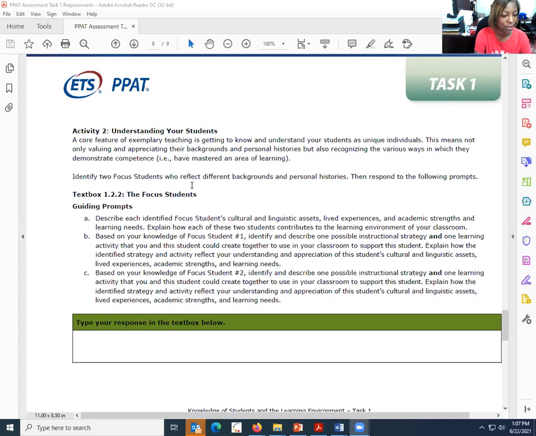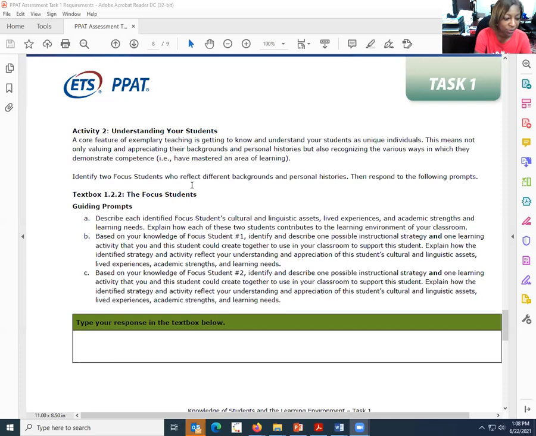Based on your knowledge of focus student number 1, identify and describe one possible instructional strategy and one learning activity that you and this student could create together to use in your classroom to support this student. Then explain how the identified strategy and activity reflect your understanding and appreciation of this student's cultural and linguistic assets, their lived experiences, academic strengths, and learning needs.